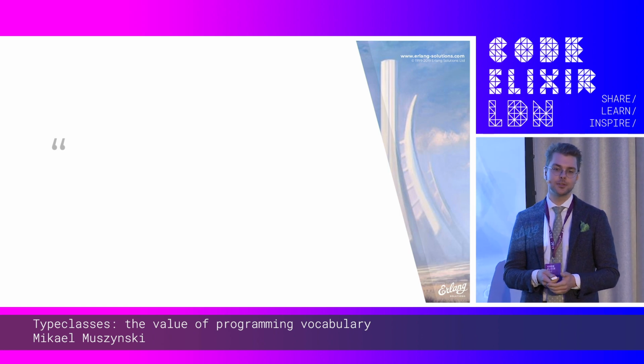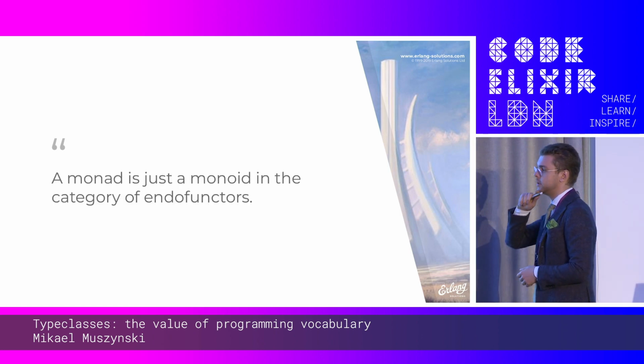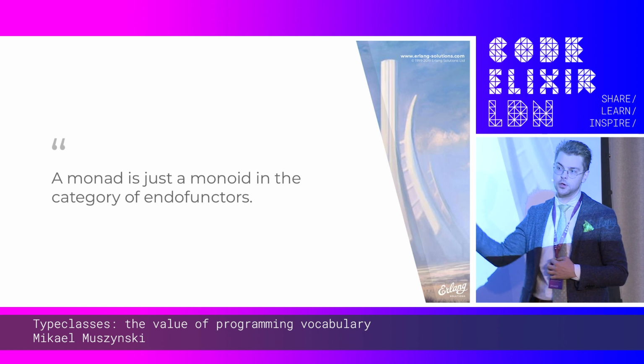Anyone who wishes to explain that to me? Also, by the way, a monad is just a monoid in the category of endofunctors. I'm sure you have heard this one before.